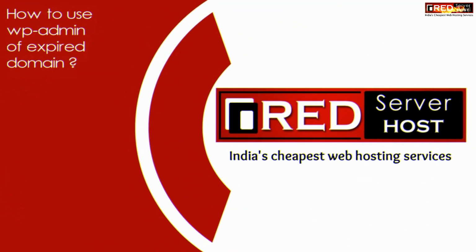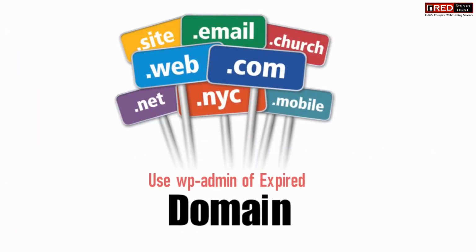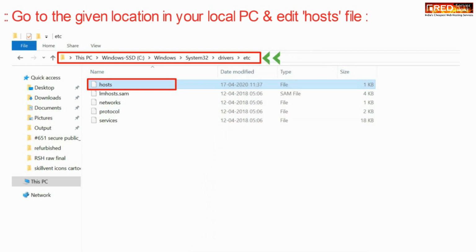In this video, we will learn about how to use wp-admin of an expired domain. If your domain name is expired and hosting is active and you would like to use wp-admin, then in that case, go to the given location in your local PC and edit the host file.